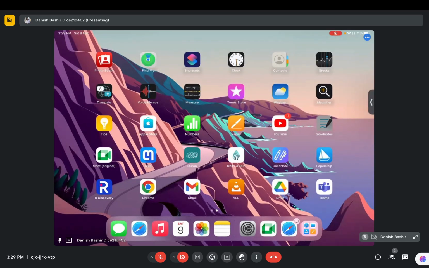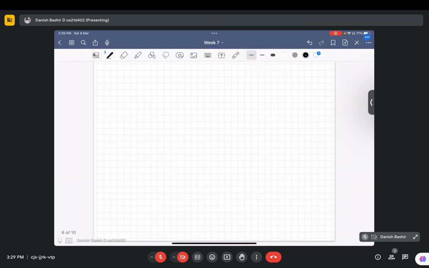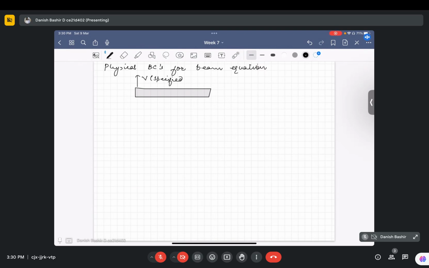So what will be the boundary conditions for it? There can be physical boundary conditions for the beam. For example, this is our beam element like this. At one end, the transverse displacement v can be specified, or the rotation at this point. Theta can be specified, and theta we write as v x, that is, the first derivative of transverse displacement. It is rotation.